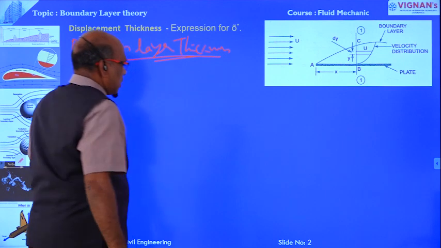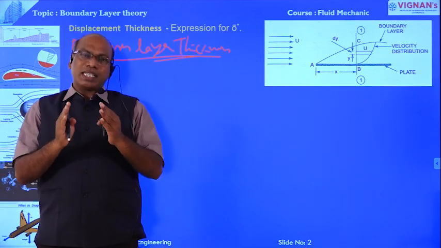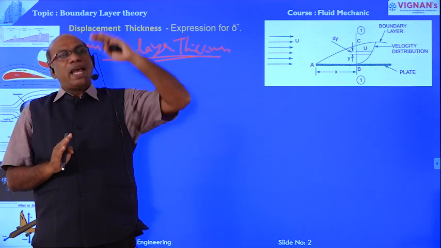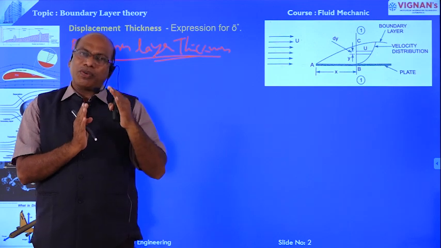Boundary layer thickness. What is boundary layer thickness? You know what a boundary layer is. Boundary layer means the velocity at the boundary is 0, and it gradually increases over a certain distance until that velocity reaches the free stream velocity. That thickness is nothing but the boundary layer.